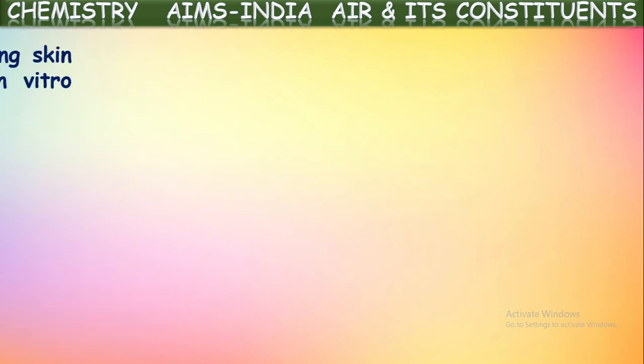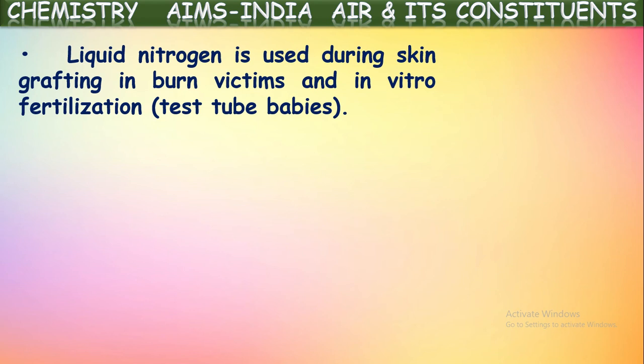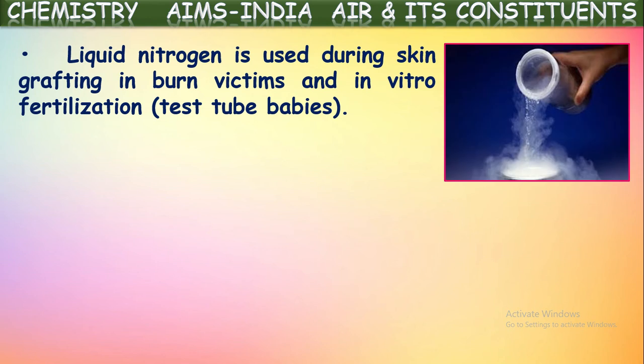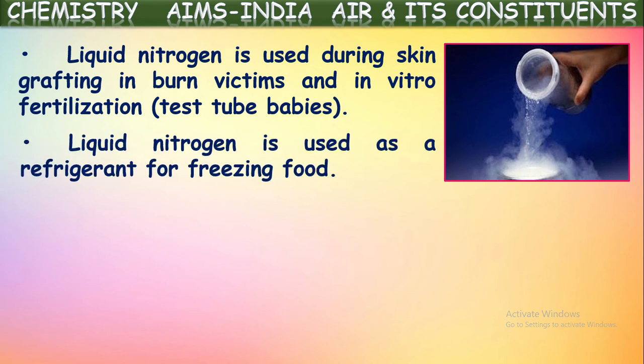Okay. Next, one more use. Liquid nitrogen is used during skin grafting in burn victims and in vitro fertilization, test tube babies. Actually, for preservation of organs, human organs also, they use this liquid nitrogen. This liquid nitrogen gives a very low temperature, where these organs will stay without spoiling for a long time. Liquid nitrogen is used as a refrigerant for freezing food. Even for freezing food they use this liquid nitrogen, because it gives very low temperatures to the food items. They will be frozen immediately without spoiling. They can last for a long time. Okay.